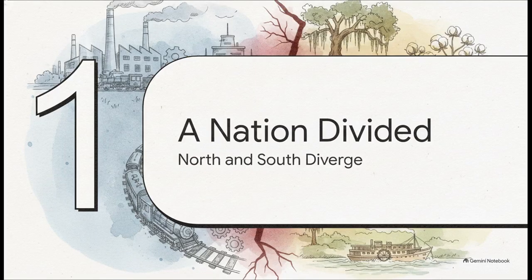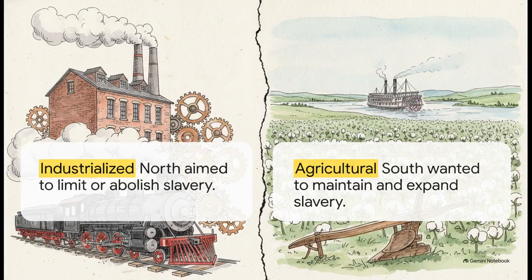Okay, Section 1, A Nation Divided, the North and South Diverge. By 1861, the United States was facing its greatest crisis to date. The Library of Congress notes that the northern and southern states had been growing further and further apart. We're talking socially, economically, and politically. The source evidence tells us the North was becoming increasingly industrial and commercial.